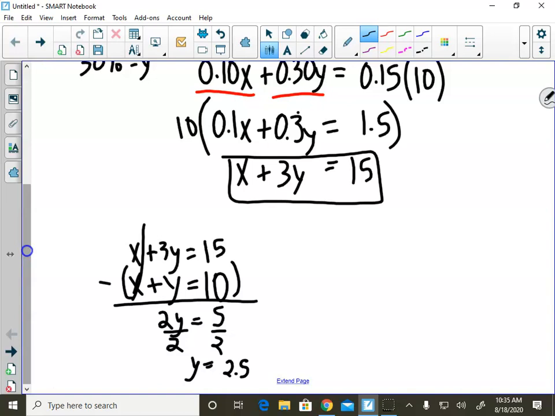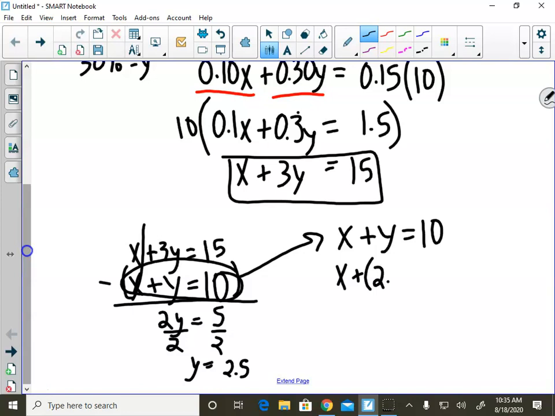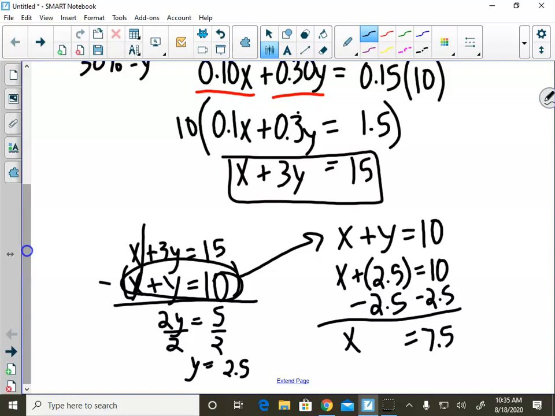And then to find out how much of the 10% solution I need, I go back to this equation, which is X plus Y is equal to 10 liters. And I substitute in for Y. So I have X plus 2 5/10 is equal to 10, and then subtract the 2 5/10 liters from both sides. So X is going to be 7 5/10.